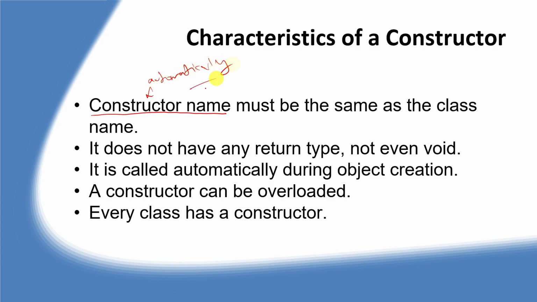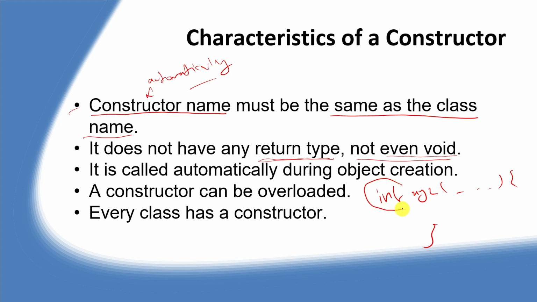So the constructor name must be the same as the class name. Whatever the class name is, the same name we need to define as the constructor name. This is the first rule. The second one: it does not have any return type, not even void. I hope you remember the syntax of a method: return type, then the method name, and then parameters. This is the syntax of a normal method. But for a constructor, we don't need to have a return type, not even void.